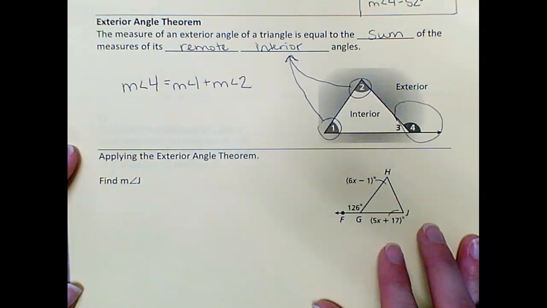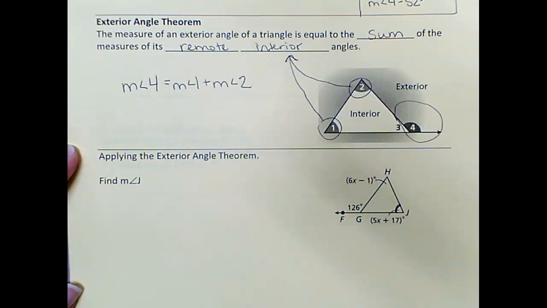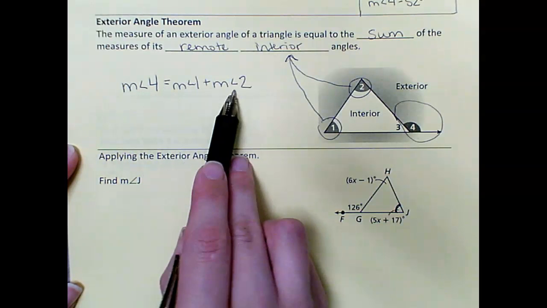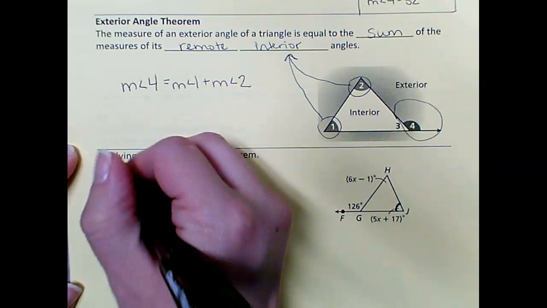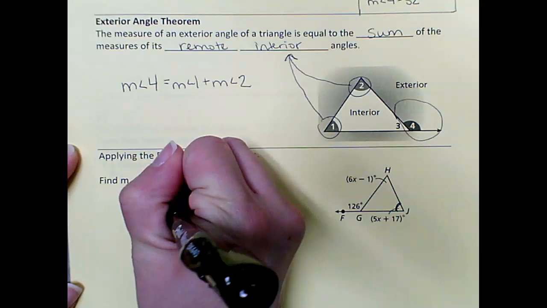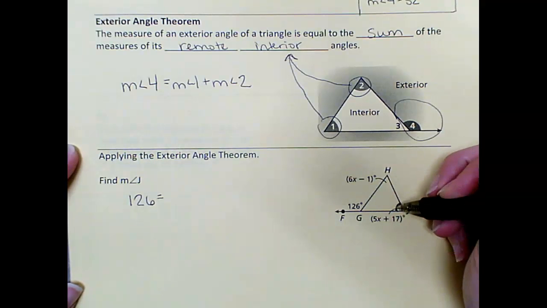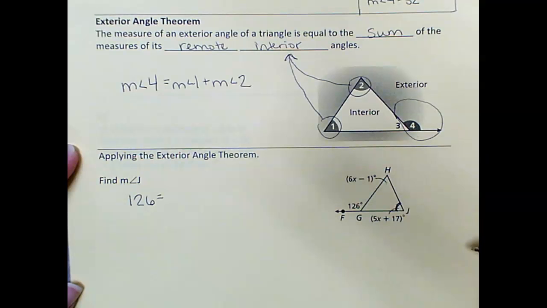So let's see that in an example. It asks us to find the measure of angle J. The measure of angle J is right here. This is the one that we need. So we know that the exterior angle equals the sum of the 2 remote interior angles. Here's the exterior angle, so 126 equals the sum of the remote interior angles, so that would be this angle and this angle. These are the 2 that are the remote interior angles, the ones that are interior but far away from the 126 degree angle.